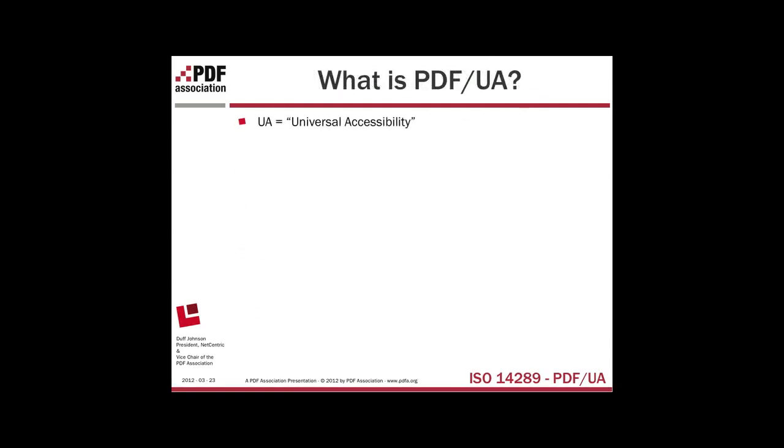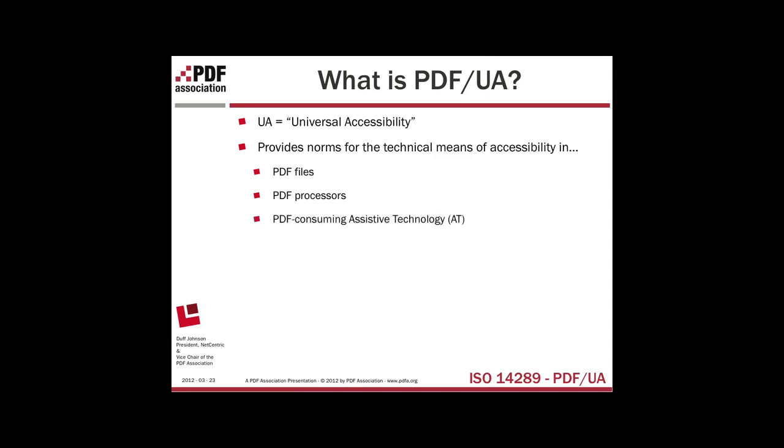So UA, what does it stand for? Universal Accessibility. As I've already said, it provides norms for the technical means of accessibility in PDF files. It covers three large areas. PDF files, a conformance standard for a writer that would produce a PDF document. The PDF processor that consumes a PDF document for the purposes of reuse or placing it in an assistive technology context. We also have requirements in the standard for assistive technology specifically. They're not very detailed. They basically say, yeah, you have to consume everything that we specify in the standard.